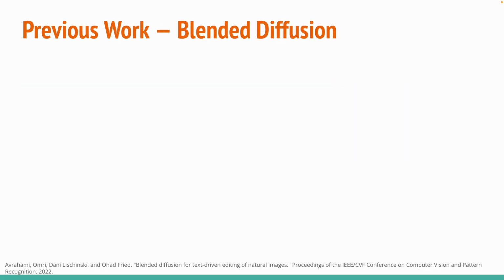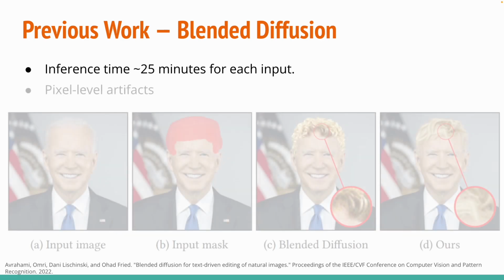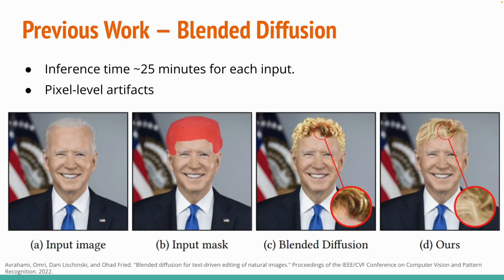The previous work of blended diffusion introduced the first solution for text-driven local editing of natural images by utilizing a pre-trained diffusion model and a CLIP model together. However, getting a prediction for a single input, which involves batch generation and ranking, takes about 25 minutes. In addition, this method operates directly on pixels, which causes noise artifacts.